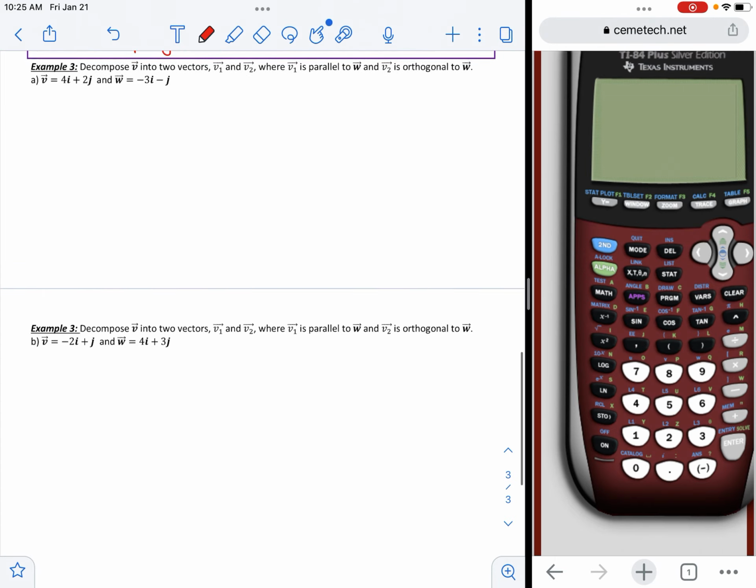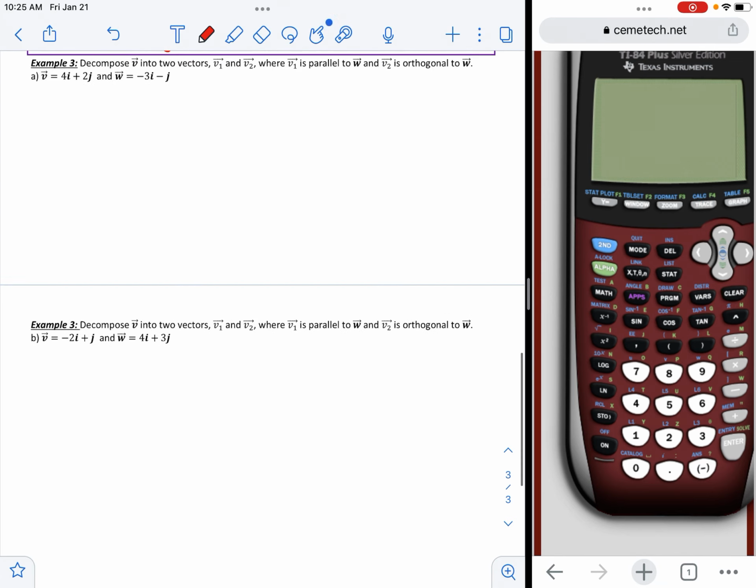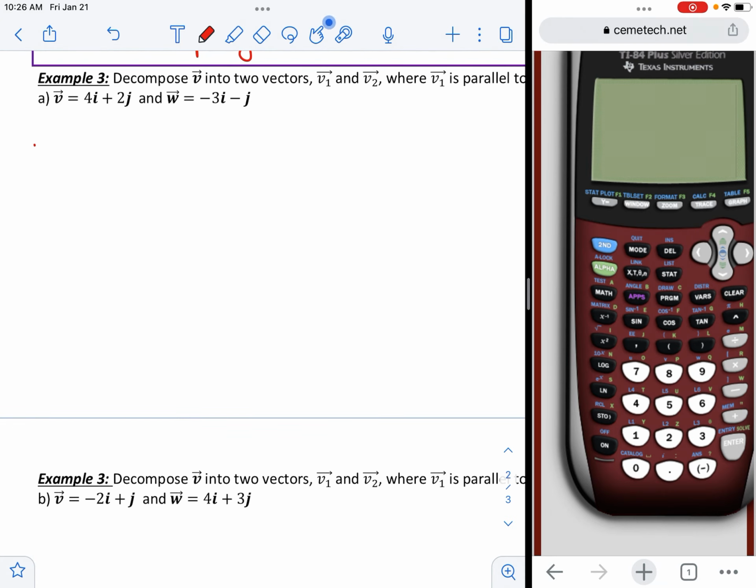All right, so there are two problems here once again. We can do example 3 together, and you can pause and try example 4 and check to see how you did. This is what the problems look like all the time. The words don't change, so if you can follow the process, you'll be fine. Decompose vector v into two vectors, v1 and v2, where v1 is parallel to w and v2 is orthogonal to w. And then it gives us the vector v, and it gives us the vector w. So we have to find v1 first.